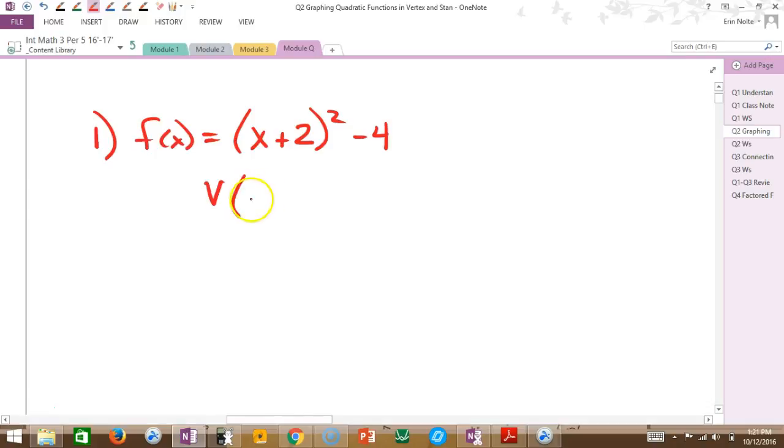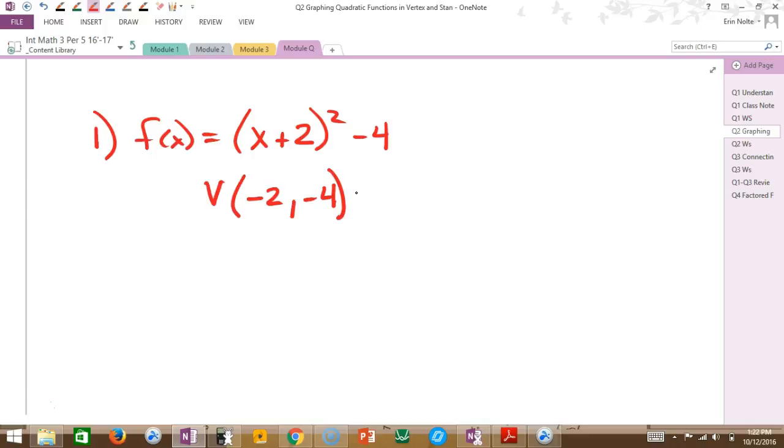-2, -4. Remember how the formula was a minus? If it's a plus, it's always opposite. The way I remember is I always think, if it's in parentheses, it's opposite of what you would think.